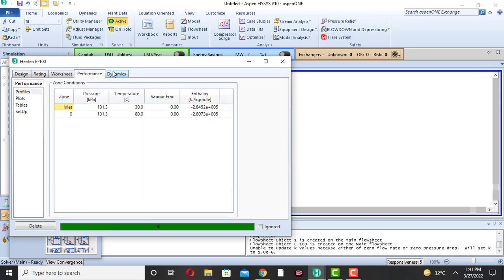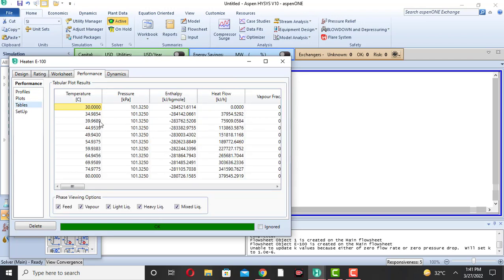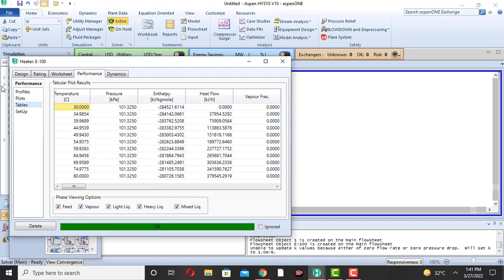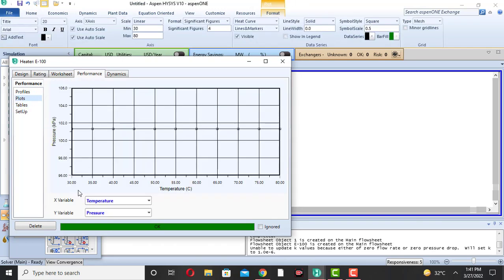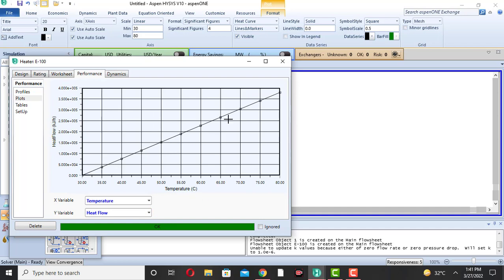This is the performance plot table. This is the table: temperature, pressure is constant, enthalpy and the heat. The vapor pressure is 0. Come to the plot. This plot shows temperature versus heat flow at constant pressure. You can change heat flow versus temperature. And here it is 3.74 multiplied by 10^5, 3.77 multiplied by 10^5 kilojoule per hour.